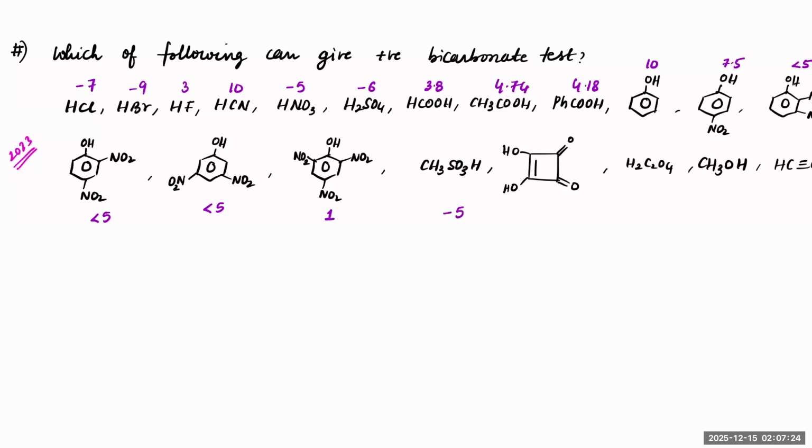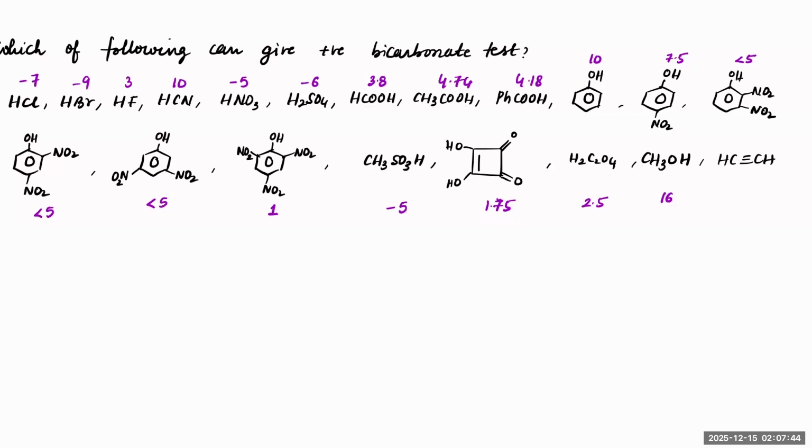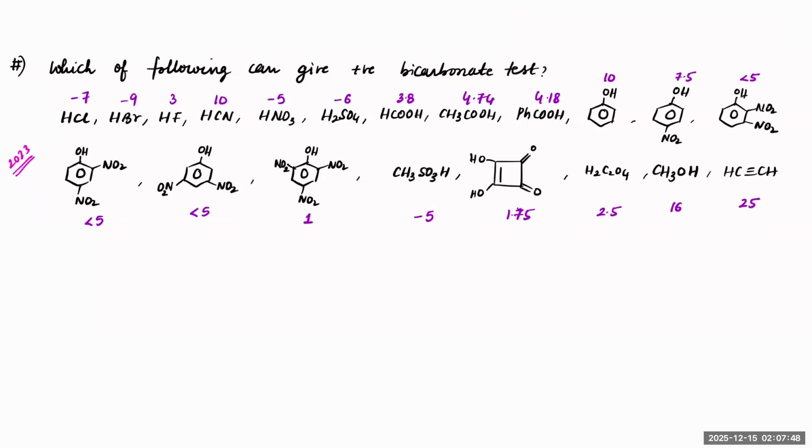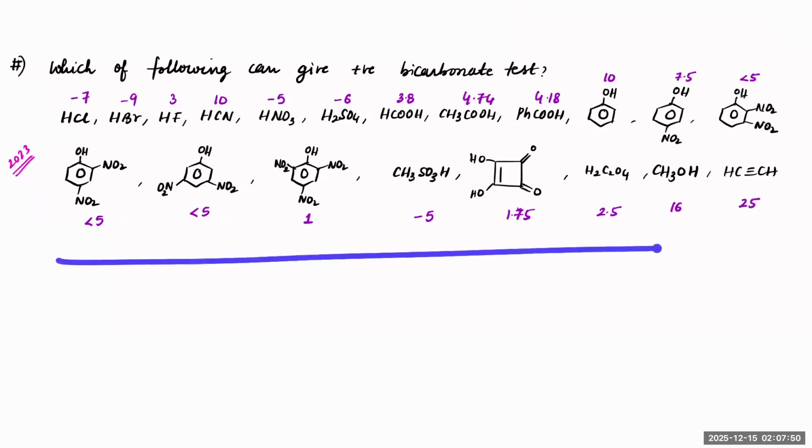And we learned the squaric acid is 1.75. We learned the squaric acid pK earlier. Oxalic acid, H2C2O4, is around 2.5. Methanol is around 16. Acetylene is around 25. Correct. So these are the pK values of various acids.